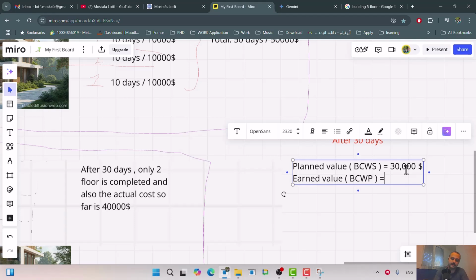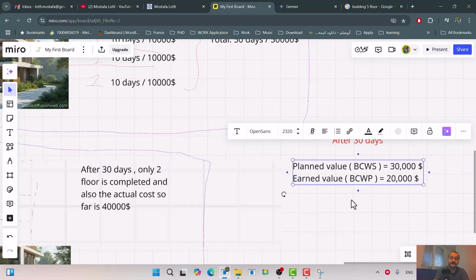BCWP. Now if you want to calculate this value, you need to say, okay, after 30 days it's mentioned budget cost, but budget cost for the work you delivered, you performed. How many floors is completed? 2 floors. And for each floor, how much you plan to spend? 10,000. So your earned value or BCWP in this example is 20,000 because you only delivered 2 floors, right?